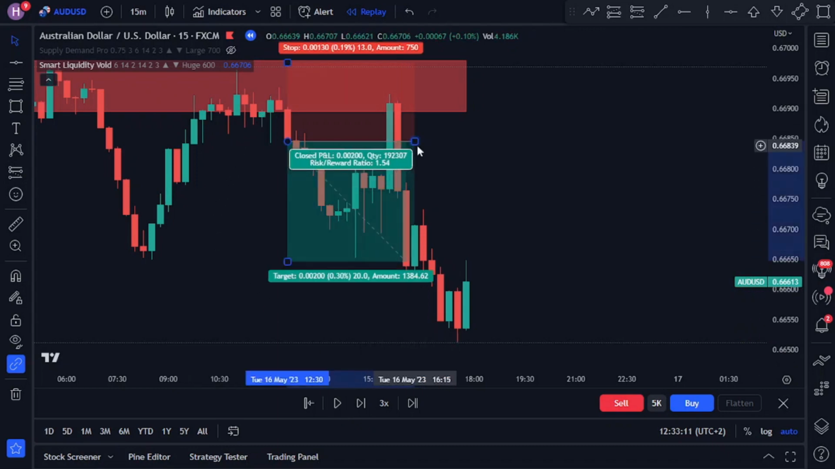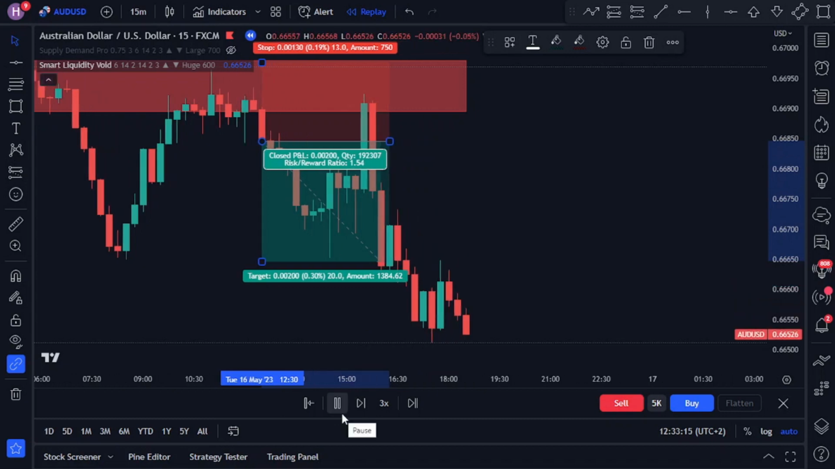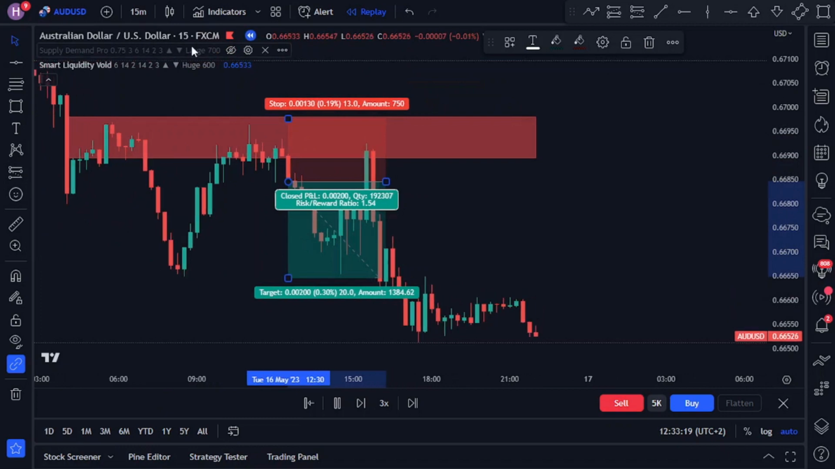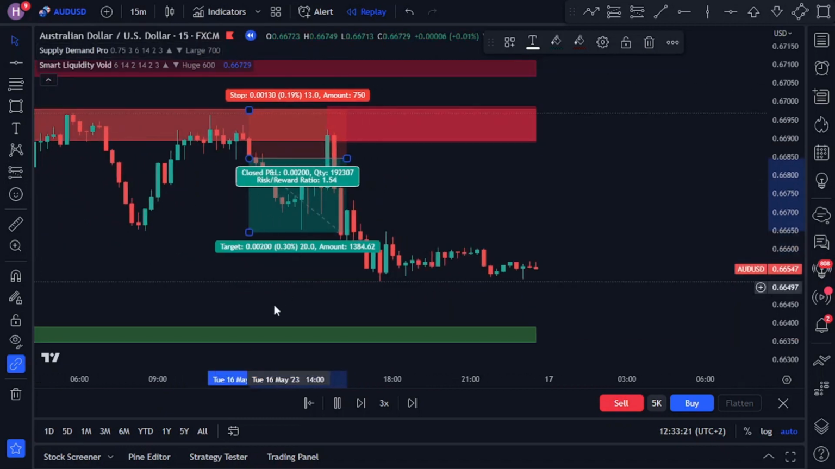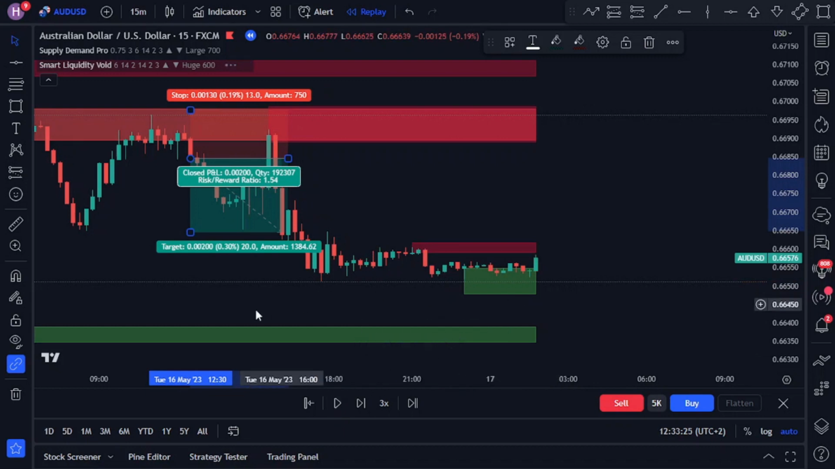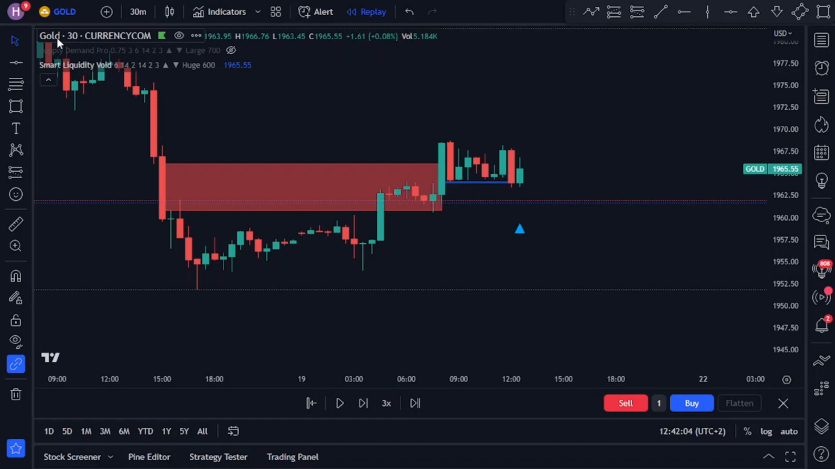You will notice that the zone was visited again and then the prevailing downtrend continued. Additionally, if you have our Supply Demand Pro indicator, you can use it to set your take profit and also make even bigger and more wins. Let's take a look at another example.